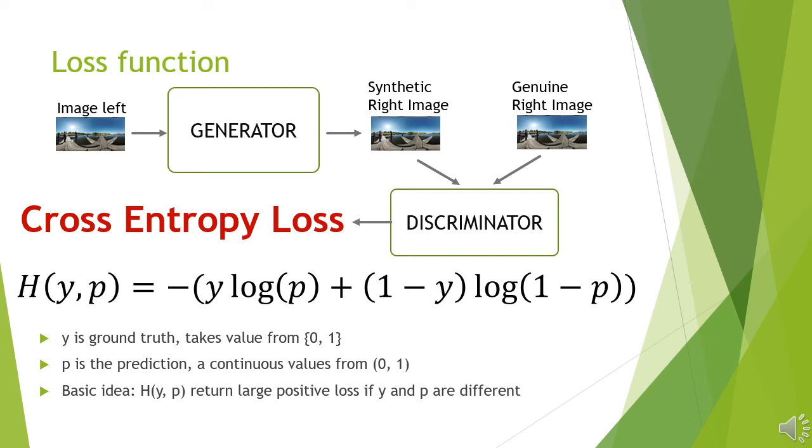The general idea is that the cross entropy of y and p will return a very large positive number if y and p are different. For example, y equal to 0 and p equal to 1 means they have a very large difference.